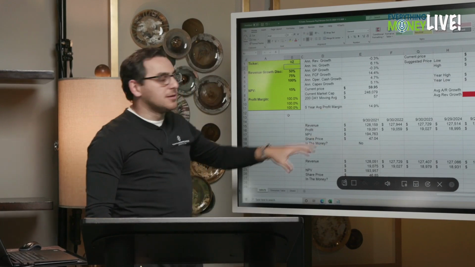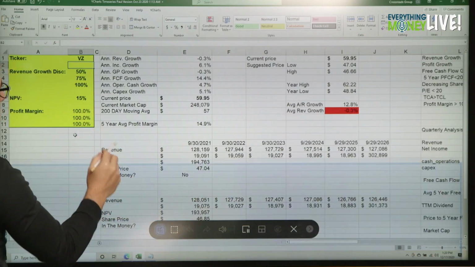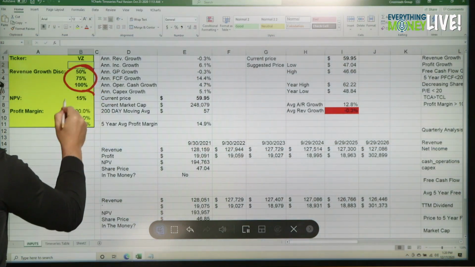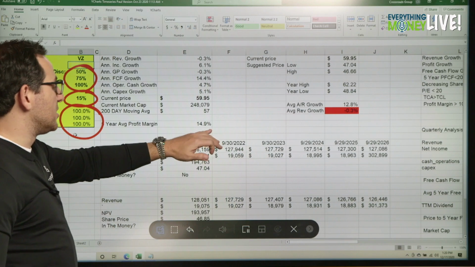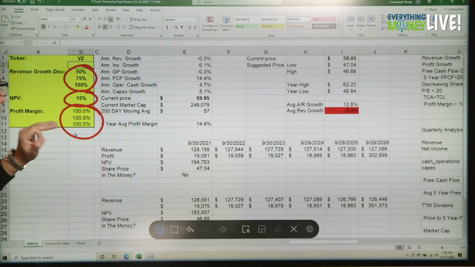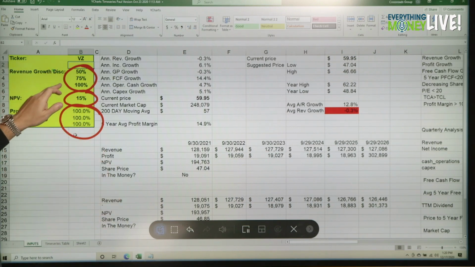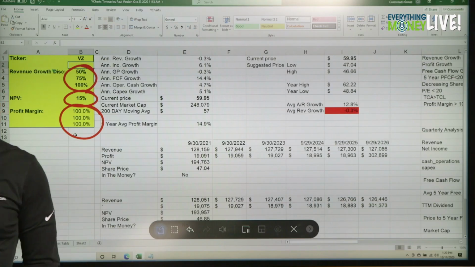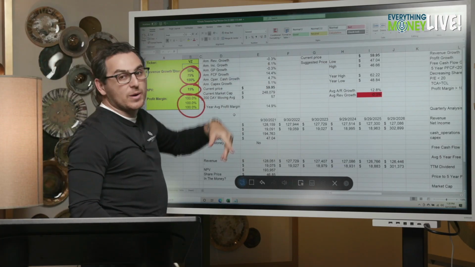Now, this is my Excel sheet where I run my models, and I make my assumptions over here. My return that I want, and my profit margin assumptions. The 5-year average profit margin is 14.9%. On bigger, mature companies, I tend to keep the profit margin the same. If you want to do a discount for it, by all means. But revenue growth, I definitely do a little bit different. But this one actually has, according to this, negative revenue growth over the last 20 quarters.